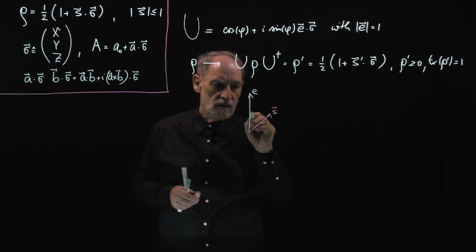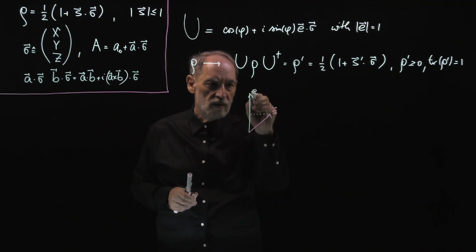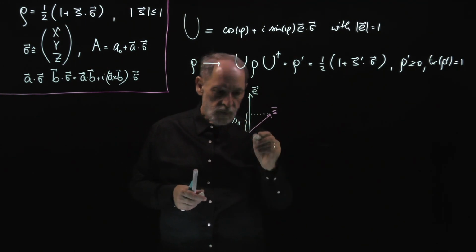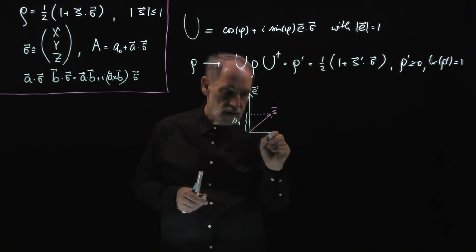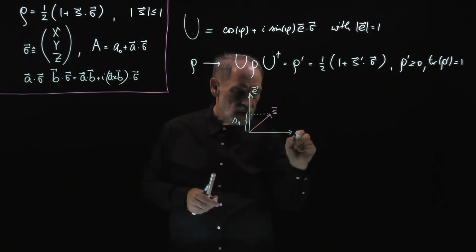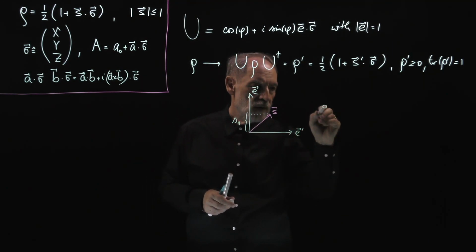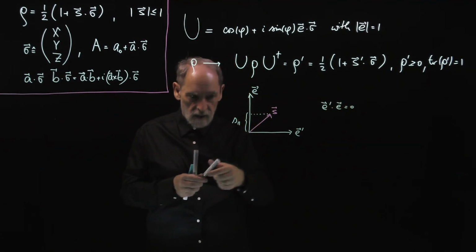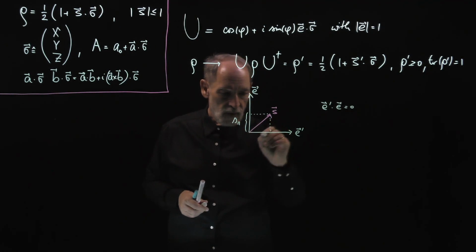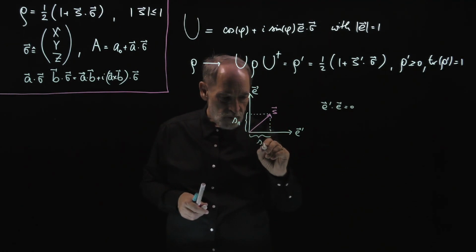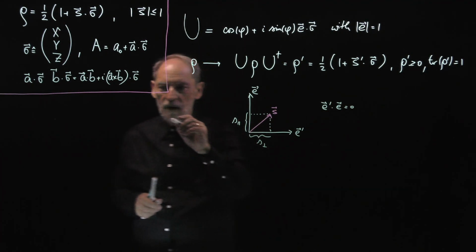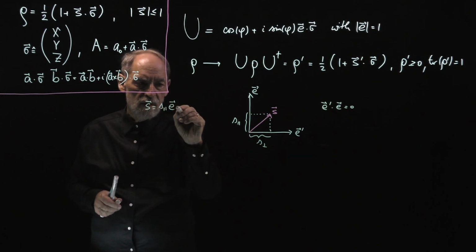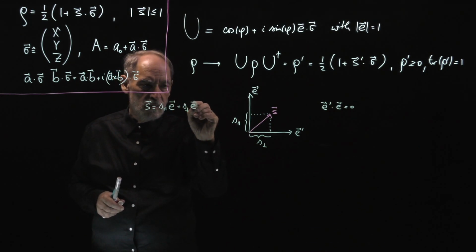And as we can see, there is a component of S in the direction of E, and that component I will call S parallel. And then there is a component of S in a second direction, specified by a unit vector E prime, where E prime is perpendicular to E, and that component I will call S perpendicular. So we have the S vector equal to S parallel times E plus S perpendicular times E prime.